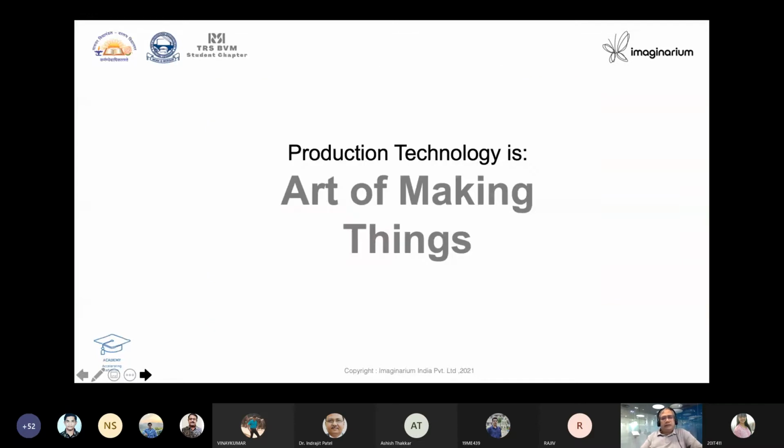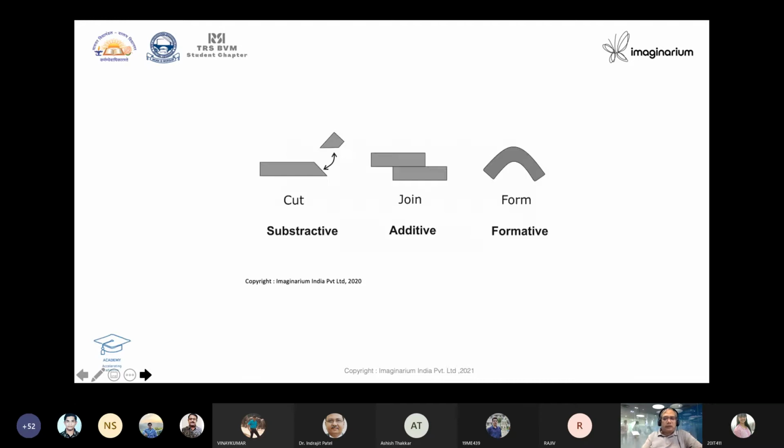Production technology, the art of making things, is born, and we study that as a discipline in engineering. In production technology, you have three major areas: subtractive, where you remove material, just like how you carve out a stone, or you can join, weld or glue, like plywood, for example. Plywood is additive. Painting, plating and all these are additive. A building is made up of a lot of bricks.